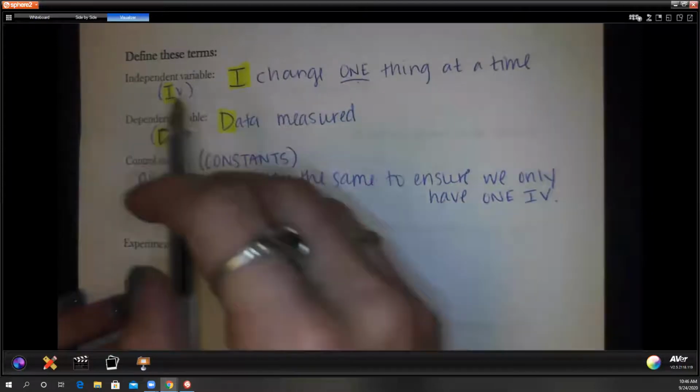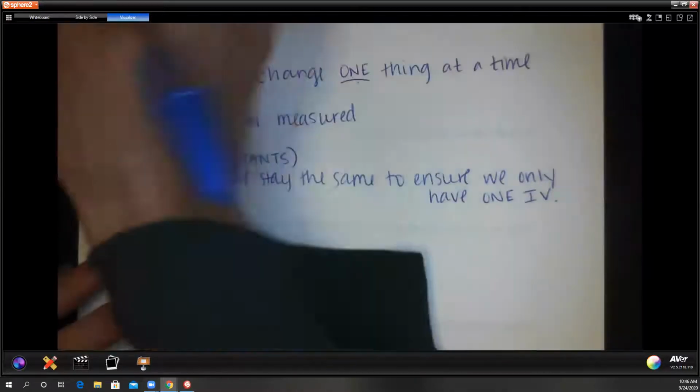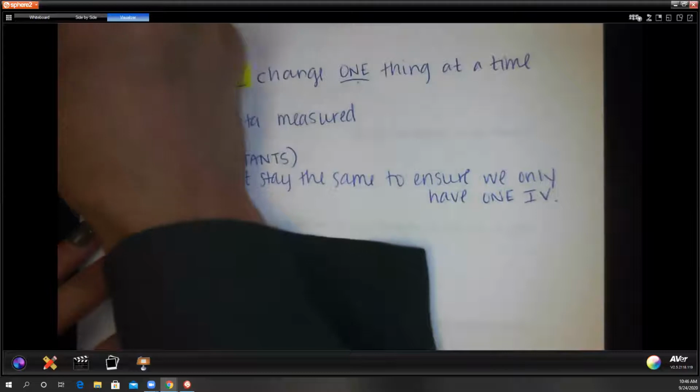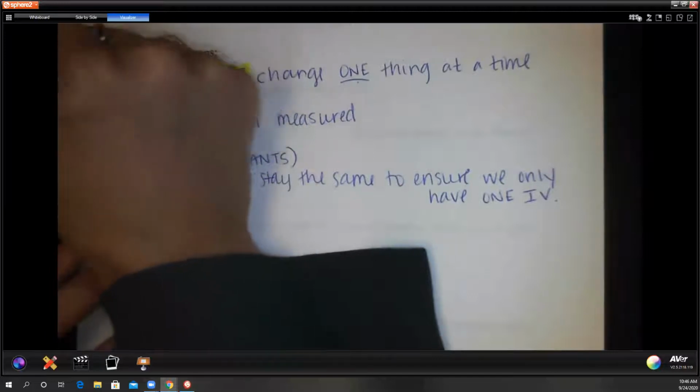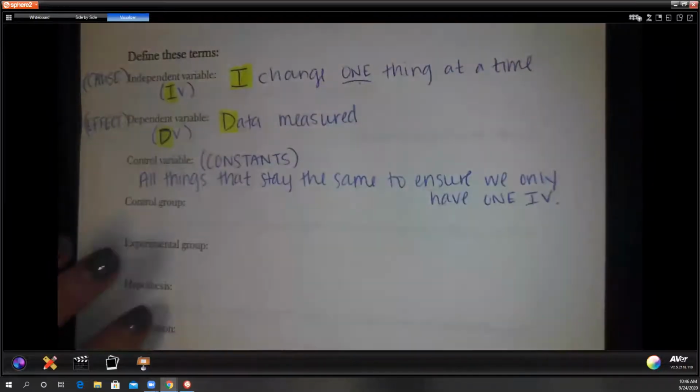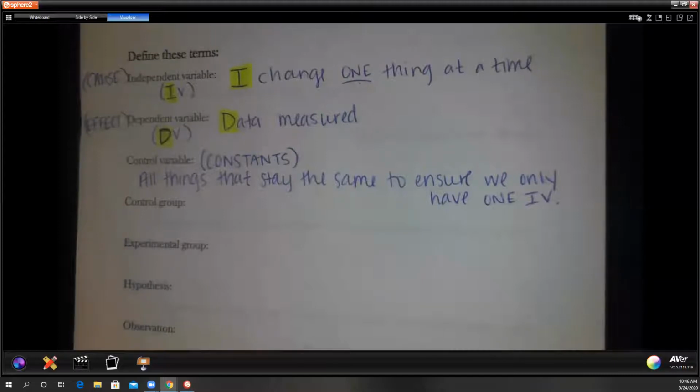One other thing I want to write for the IV and the DV. The independent variable is the cause. The dependent variable is the effect that we measure. So remember, experiments always help to determine a cause and effect relationship. What I change is the cause, and what's being measured is the effect as a result of what I caused. Does that make sense?